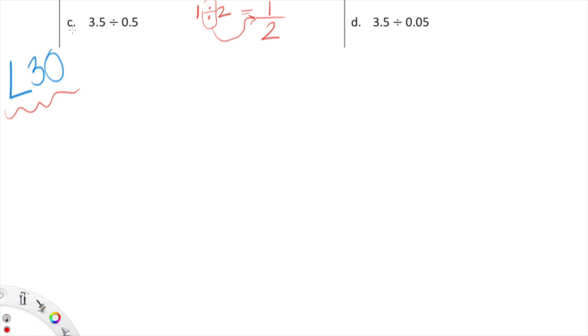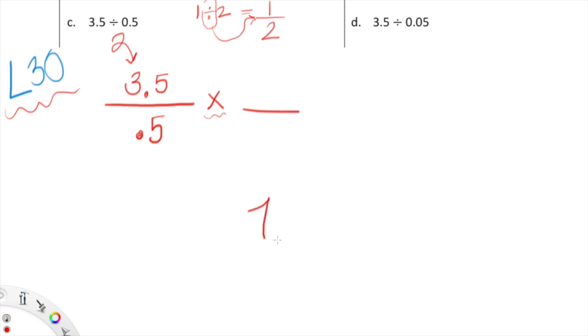So let's look at C, 3.5 divided by 0.5. Please recall that this amazing expression, 3.5 divided by 0.5, can also be rewritten as a fraction. What we're doing in this lesson, friends, is shifting these decimals out of decimal world and into whole number world. Here's how we can do this. We're going to multiply 3.5 over 0.5 by some fancy version of 1.